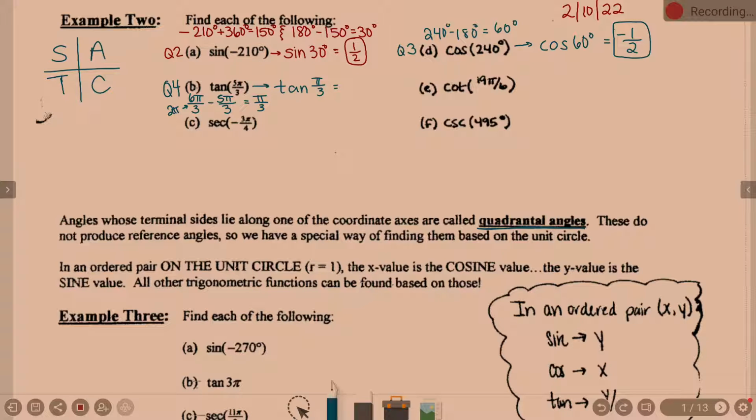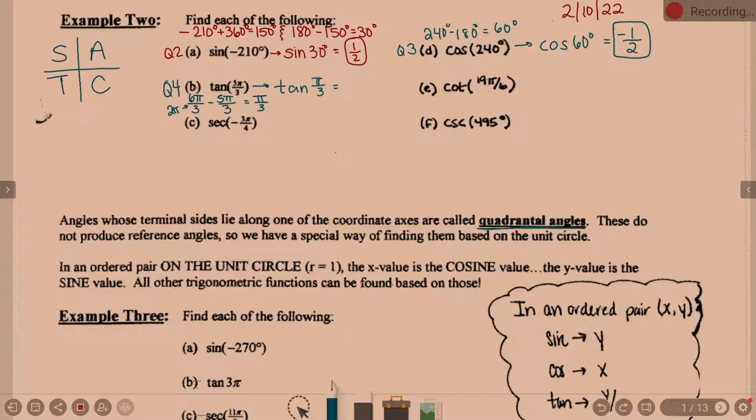Okay. So, did you guys follow here? Tangent of 5 pi over 3 becomes tangent of pi over 3 in quadrant 4. So, what is the tangent of pi over 3 in quadrant 4? Well, wait. Let me ask. What is the tangent of pi over 3? Square root of 3. And how do you know it's square root of 3? Because of the chart. It's on our chart, right?